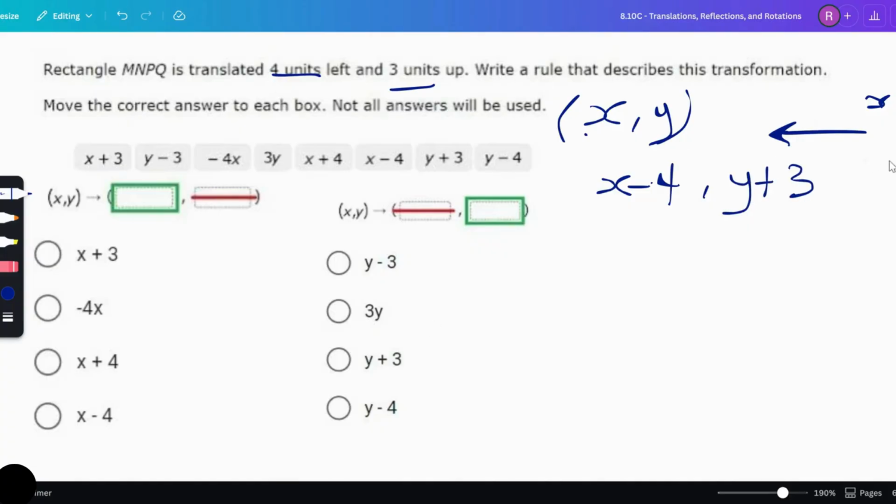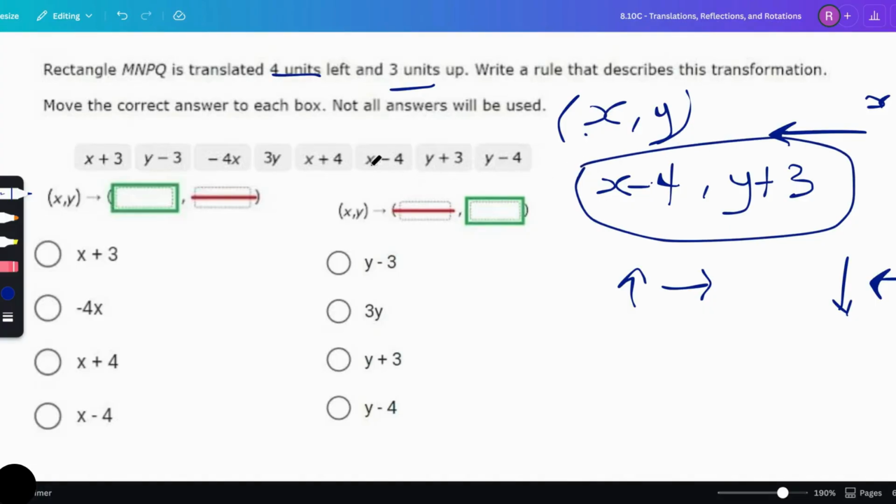Up and right are positive, then down and left are negative. So that means we'll be having x minus 4 and y plus 3. So x minus 4, y plus 3, these are the correct options.